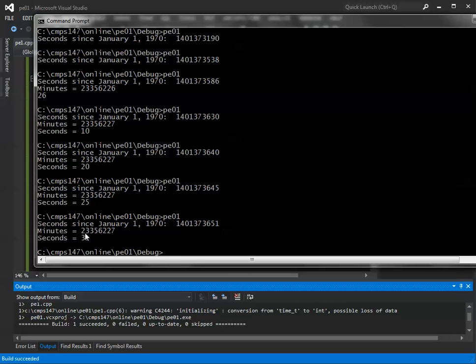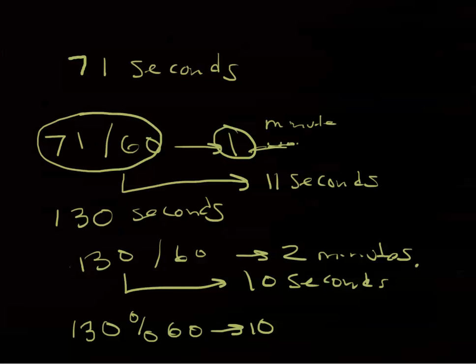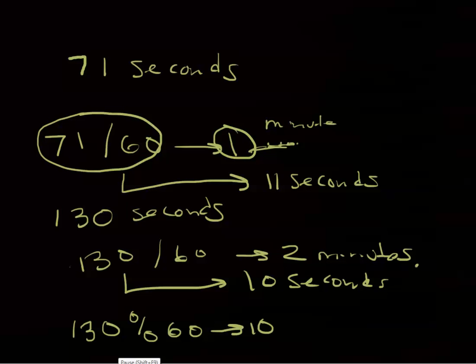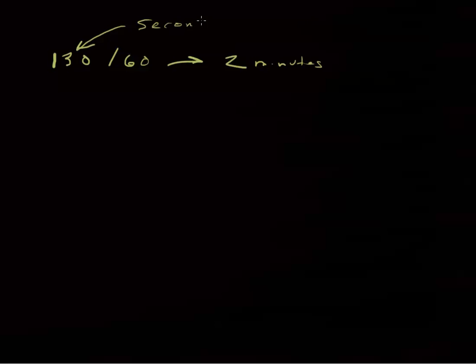All right, so now let's change this to also include the number of hours. So kind of back to the drawing board here. Let's clean this up. And we had, let's say, the 130 divided by 60 gave us 2 minutes. Well, we know that that was seconds. That was the seconds since 1970.